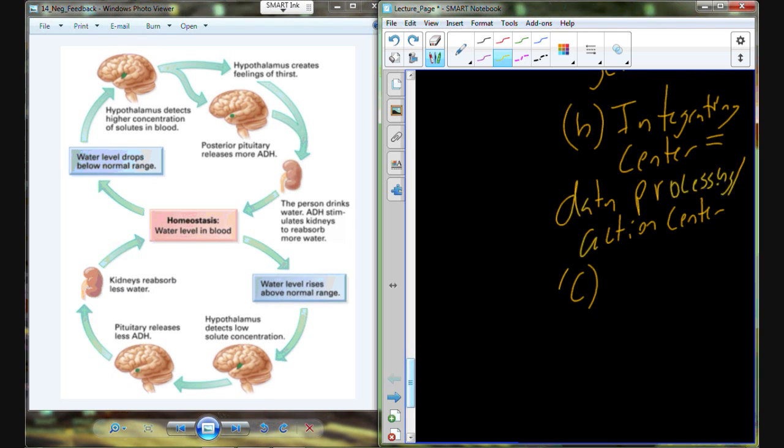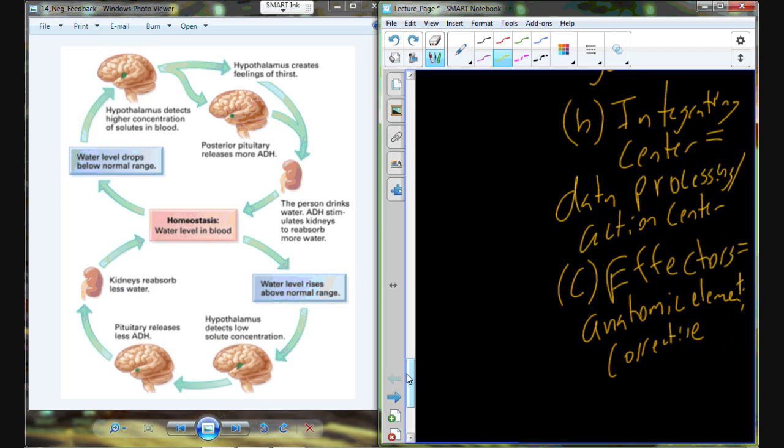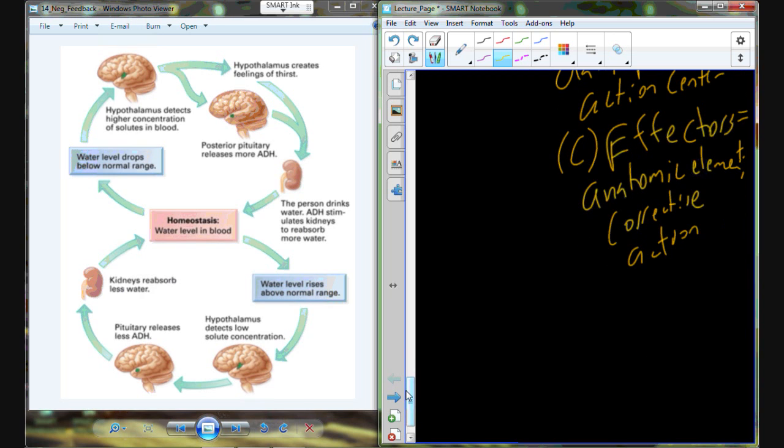Now, it's not good enough to stop here. We've identified that there's a change in blood volume because of an increase in water, and we've actually prepared some sort of response. Now we actually have to undertake that response. That response is going to be undertaken by a group of tissues called effectors. So this is another anatomic element that is actually going to do the corrective action, or corrective actions. I can put a little S there because it might not just simply be one thing.